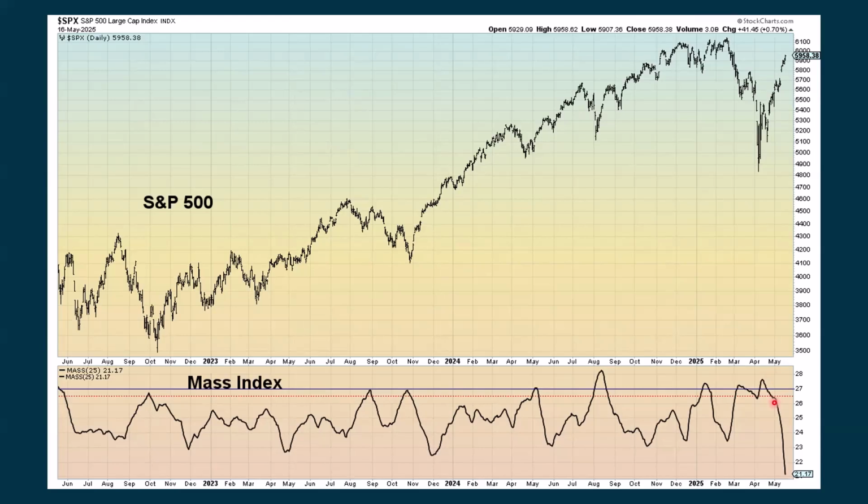Mass index, we did get a signal here that was trying to tell us that we might get some kind of a reversal. And since that time, we've really dropped off and we're far away from getting any kind of a signal here.